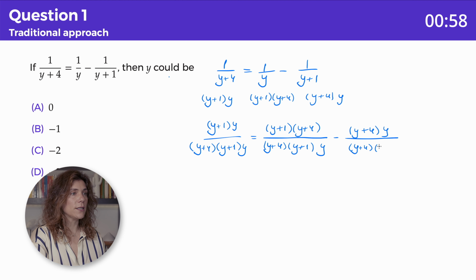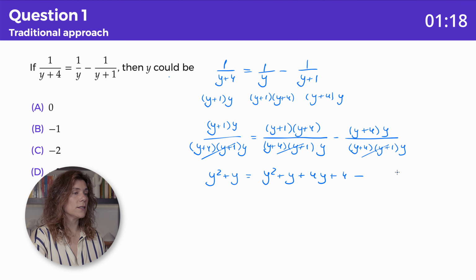Now, since you have the same denominator for all the fractions, on both sides of the equation, you can just cross the denominators and work with the numerators. So now use the distributive property. Y squared plus y is equal to y squared plus y plus 4y plus 4 minus. Now really pay attention here. Since you have a minus before a fraction, you need to change all the signs of this term. So this would be y squared minus 4y.